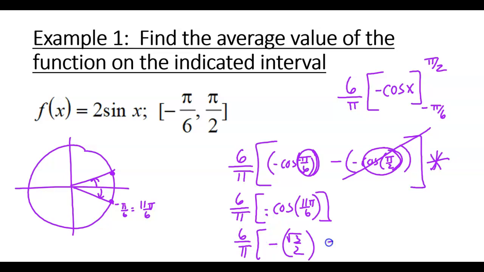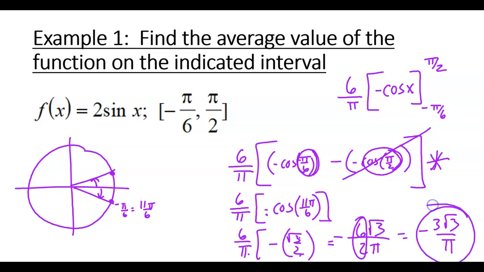And then if we just multiply these fractions together, you get 6 times radical 3 on the top. And on the bottom we have pi times 2. And then we have the negative, of course, still. And then this can reduce here. So I end up with negative 3 radical 3 over pi. That would be my final answer. That would be the average height of the function.